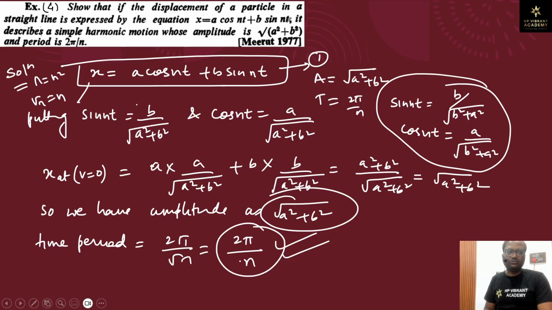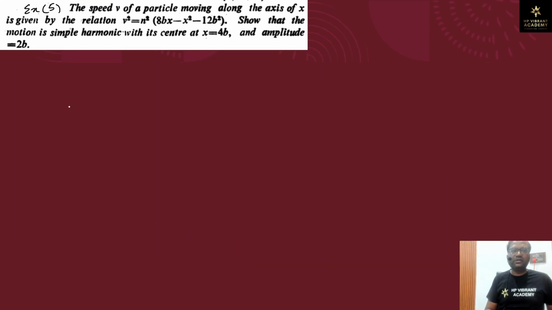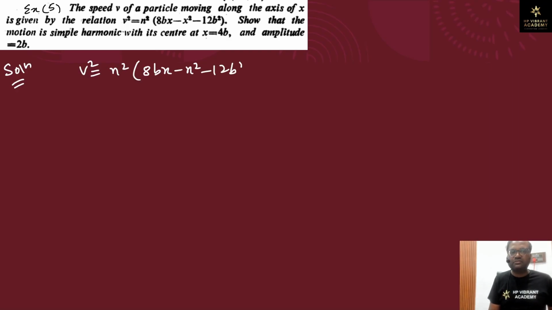Okay. So let us discuss question number 5. What is given in the question? The speed v of a particle moving along the axis of x is given by v square is equal to n square into 8bx minus x square minus 12b square. Show that the motion is simple harmonic motion with center as x is equal to 4b and amplitude is 2b. So we have the center as x is equal to 4b. This we have to show.